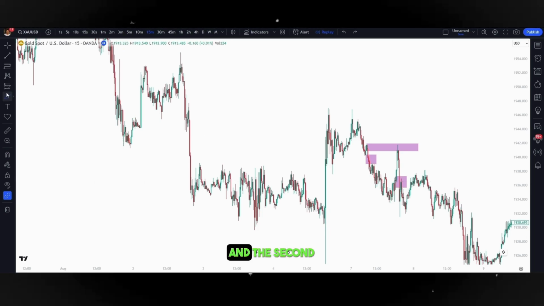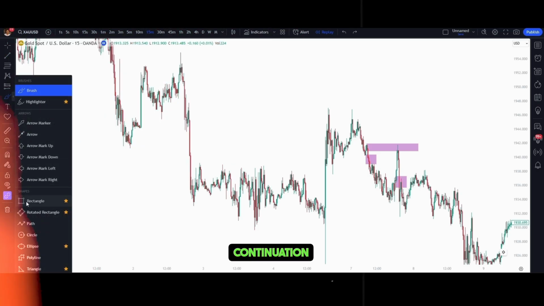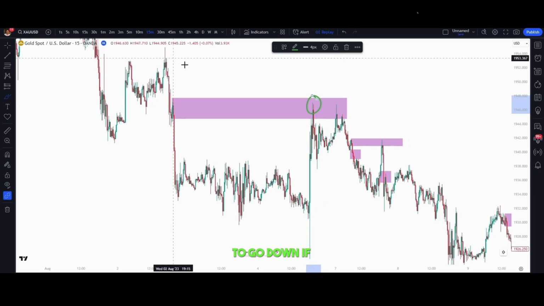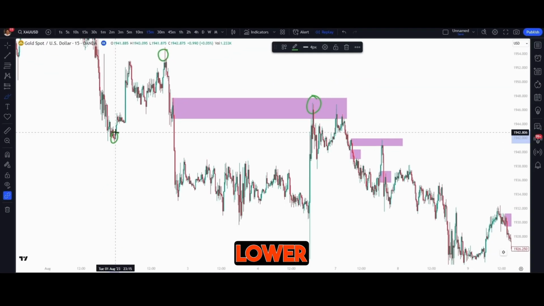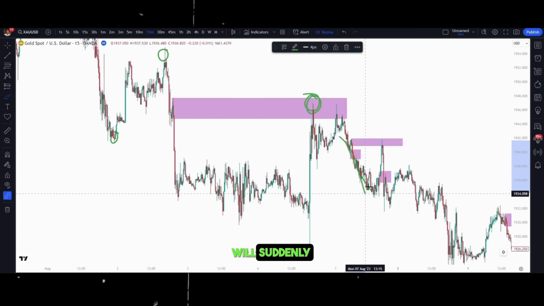Don't look for reversal. And the second thing is, if you are just learning SMC, don't trade reversal. Only look for continuation. If price is going to the downside, then only look for continuation. So this is our order block. Price came here, fulfilled this order block and started to go down. If overall structure is going to the downside, this is higher low, this is lower high, this is lower low, this is lower high, this is lower low, then why will price suddenly start to go up?